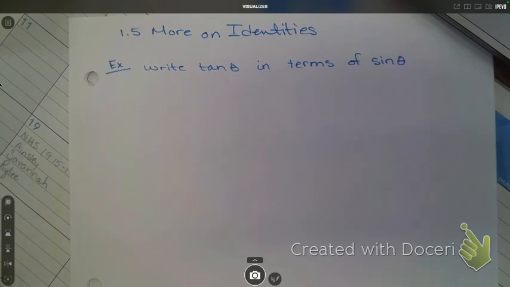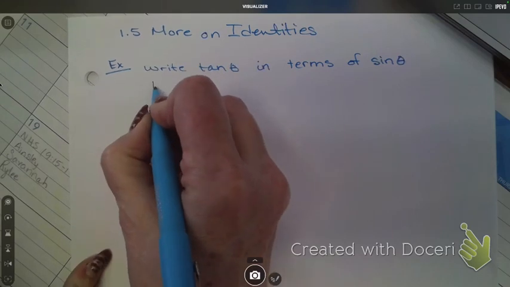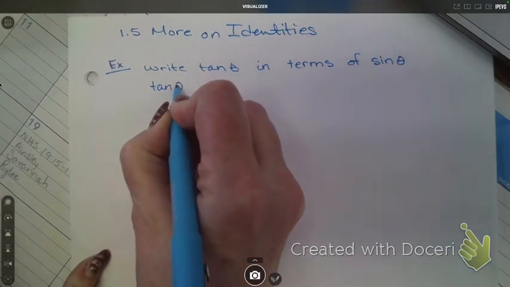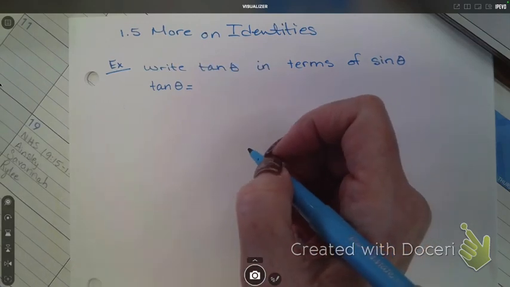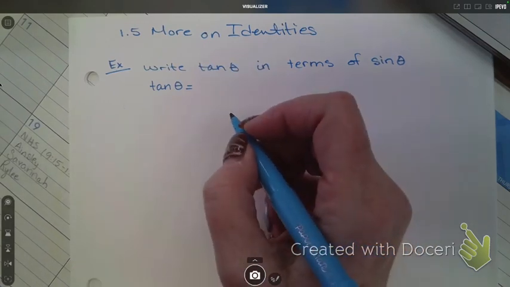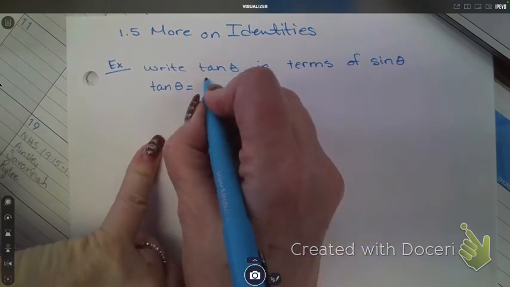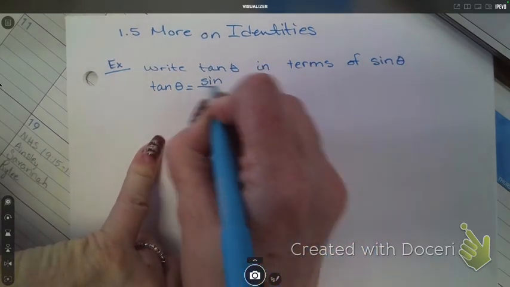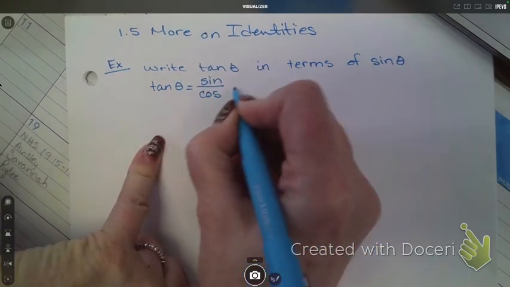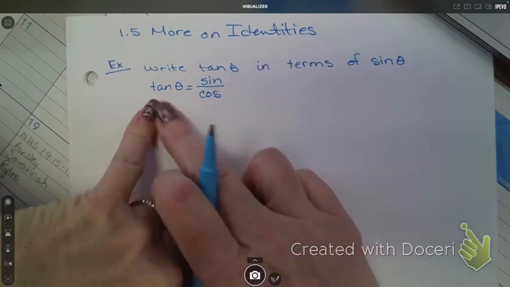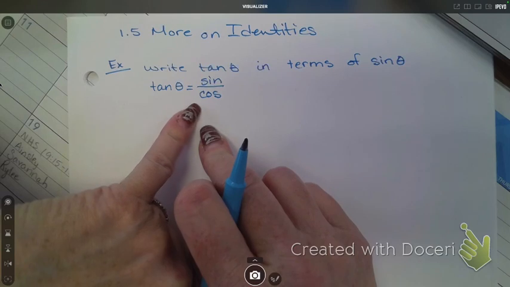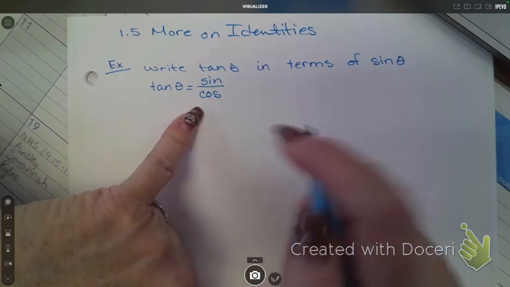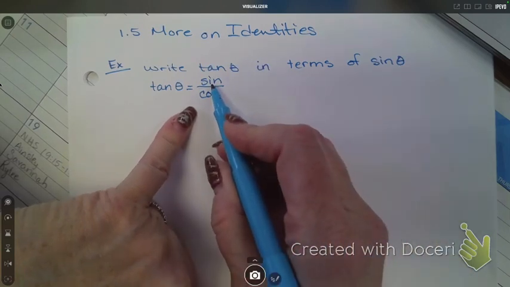Okay? So, what do we know tangent is? Opposite over adjacent. Okay, but function-wise, what function over what function? Sine over cosine. I'm going to leave my theta out as I work, because I have my theta at the beginning, and then I'll put it in at the end. Okay? So my numerator is good, correct?